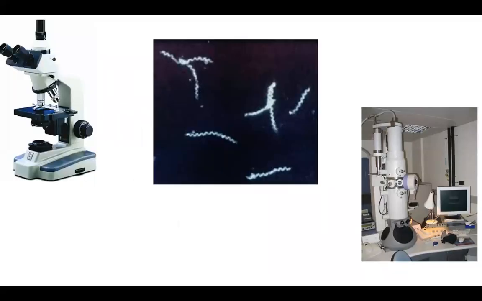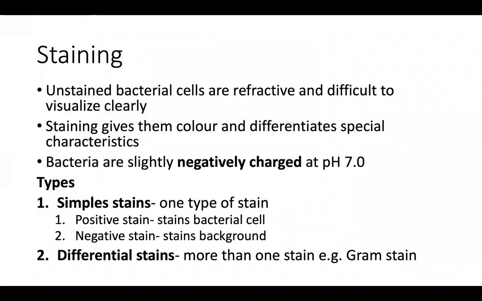These are diagrams showing, to the left, the light microscope. You're already familiar with the light microscope. It's important to know the parts of the light microscope and also the function of each of the parts. In the middle is dark field microscopy. As the name suggests, you have a dark field so that you're able to see the very refractive bacteria. This is an example of Treponema, a genus of bacteria. Treponema pallidum, subspecies pallidum, causes syphilis. To the right is an electron microscope, which we use to look at the finer structures of bacteria. The unstained bacterial cells are refractive, and so you're not able to visualize them clearly under the light microscope.